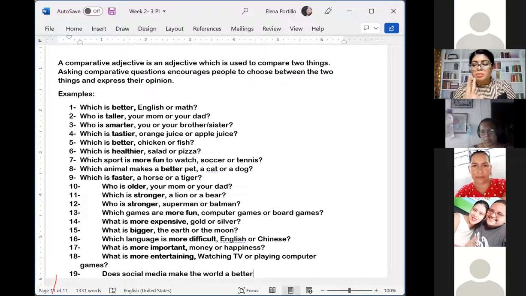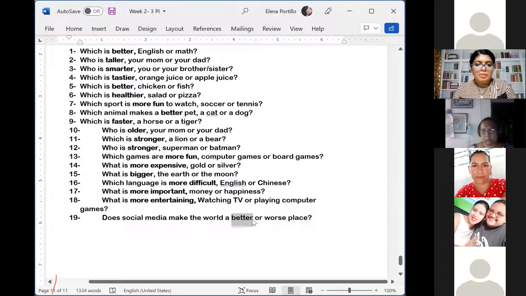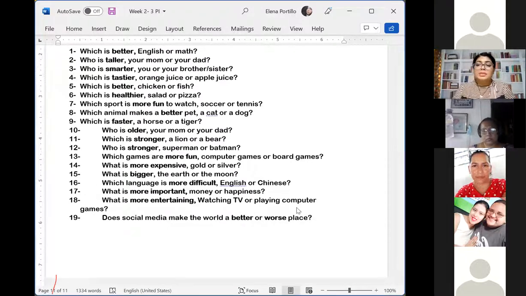So in this case, we are using two comparative adjectives. Better or worse place. In this case, we're not going to make a comparison between two things, we are going to choose between two adjectives, because we want to know if social media makes the world better or makes the world worse. So in that case, we are using two adjectives and not two things to do the comparison.